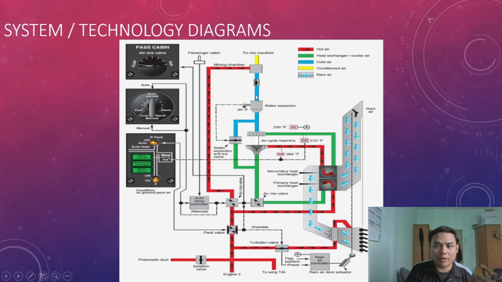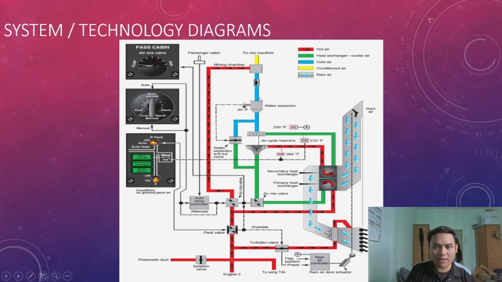The cooler air flows through the mix manifold. This is the mixing chamber. Hot air comes from the engine too, and then mixes with the cold air, so the cooling system comes from here. Then it goes through to the passenger cabin.